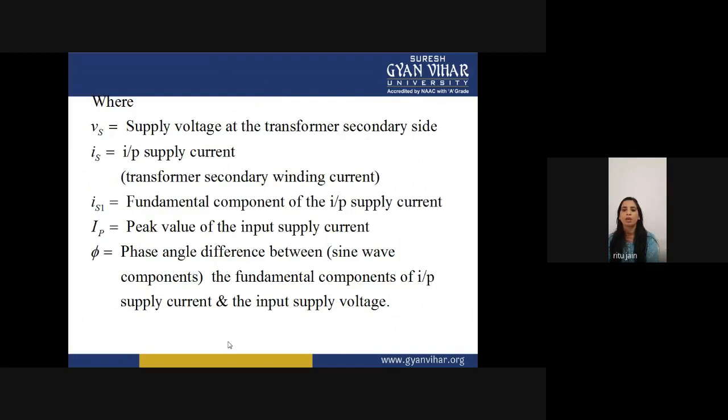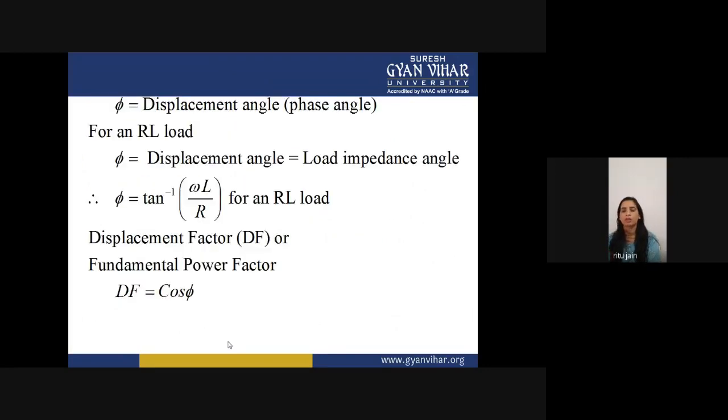IP is the peak value of the input supply current, and phi is the phase angle difference between the fundamental components of the input supply current and the input supply voltage. So phi is the displacement angle, which is your phase angle. For an RL load, phi, the displacement angle, is equal to the load impedance angle, and phi is equal to tan inverse of L omega upon R. And displacement factor DF, or fundamental power factor, is equal to cos phi.